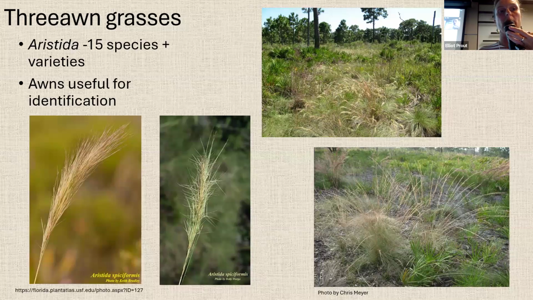So the awns on these 3-awn grasses are very useful for identification. How long are they? How are they contorted? So if you're trying to identify, that's an important thing to look at.